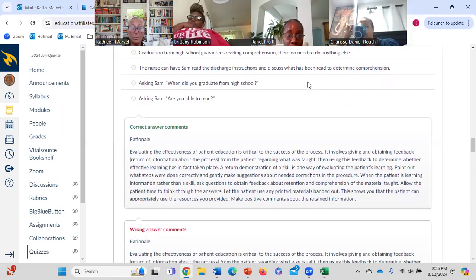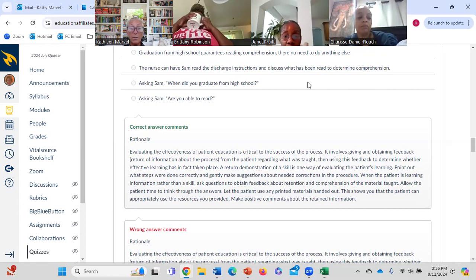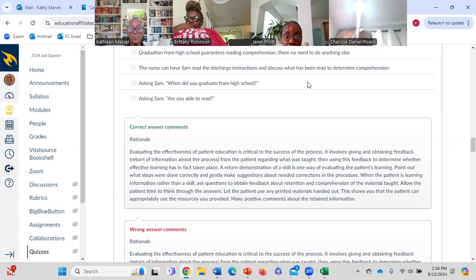Let's look at this, it's a good rationale too. This came right from your book. Evaluating the effectiveness of patient education is critical to success. How do you know you've been effective? This involves giving and obtaining feedback from the patient regarding what was taught, then using the feedback to determine whether effective learning has in fact taken place. So a return demonstration of a skill, that's that teach back, is one way of evaluating the patient's learning. An example would be teaching that diabetic patient how to give themselves insulin. Pointing out what steps were done correctly, make suggestions about needed corrections.